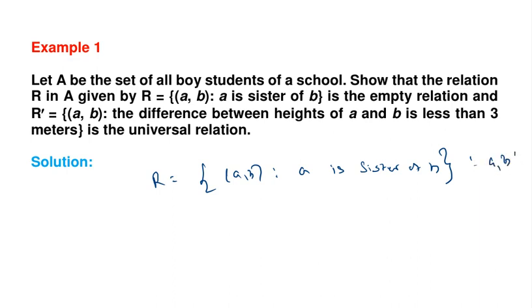A comma B belongs to A. What is A? A is the set of boys. A is a set of boys, so between two boys we cannot introduce a sister relationship. So actually there is no such ordered pair in this relation. Straight away we can say R is an empty relation. But there is one more relation given, R dash.